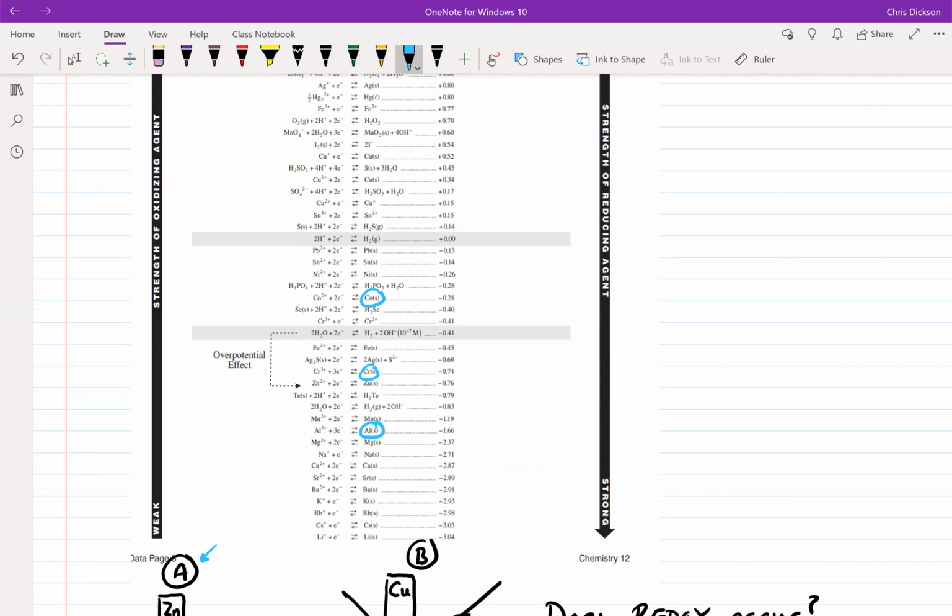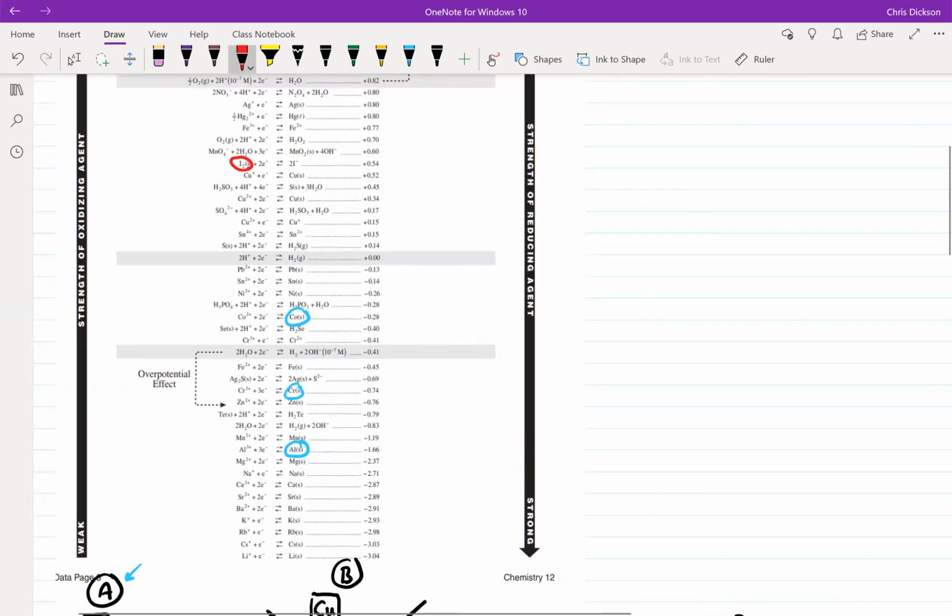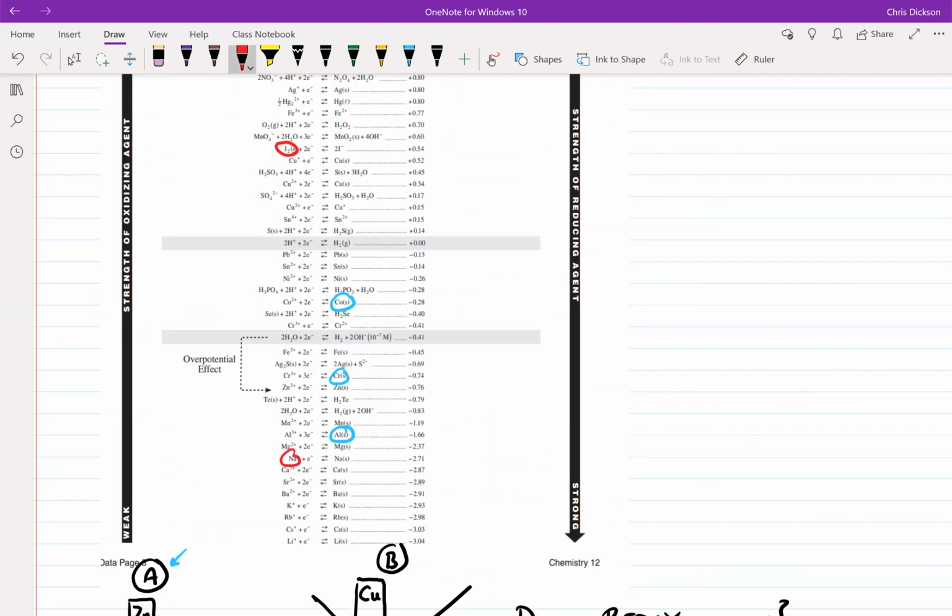Now the I2 is quite high up. I2 is right here. Okay, I don't need any H pluses for that one. The sodium, way down here. So I'm going to put these guys in orange. They're not going to react with the cobalt. The sodium is actually on the left side of the table, so it should be okay, but it's actually lower than the cobalt. So I'm going to say no to sodium, no to aluminum, no to chromium. They're not going to react.